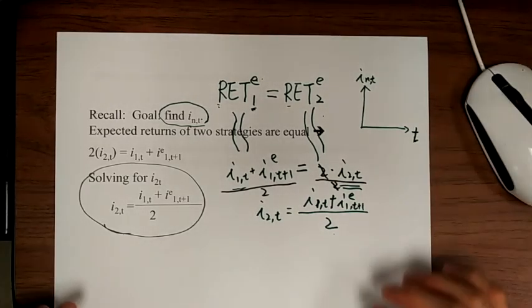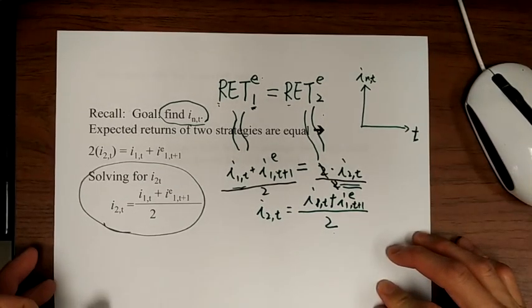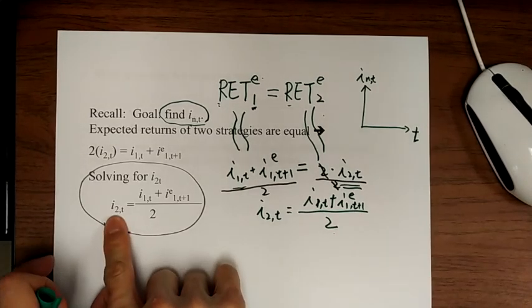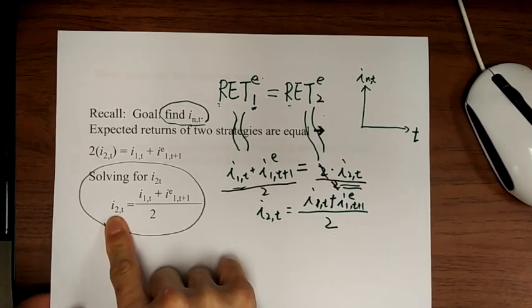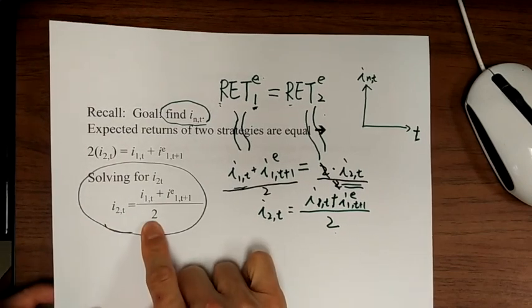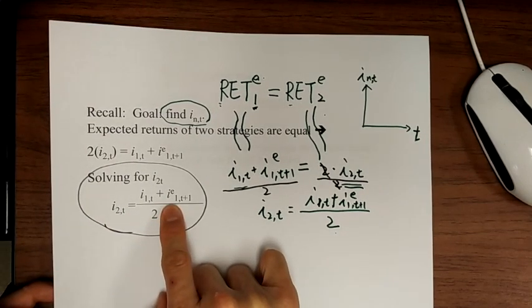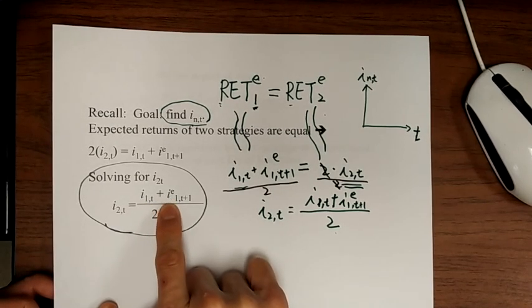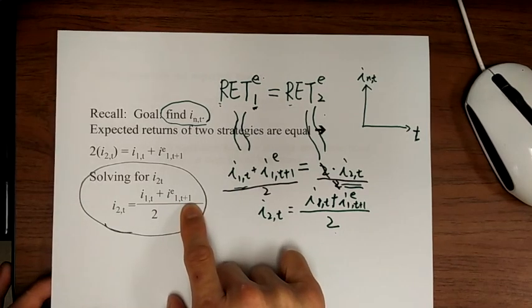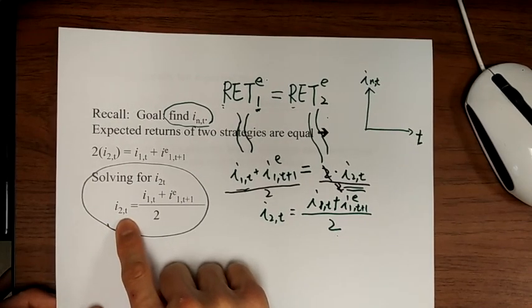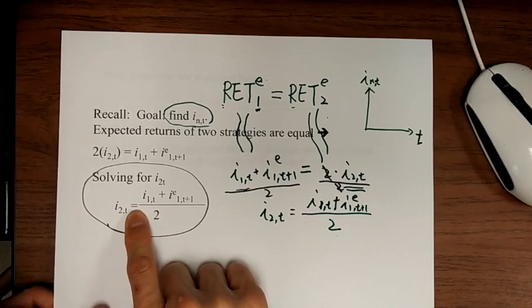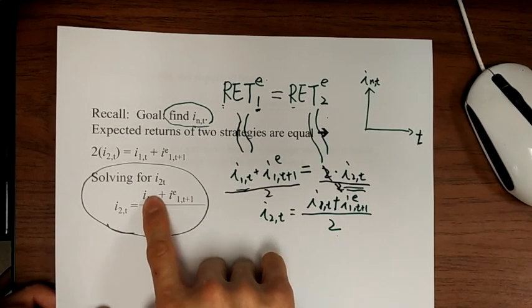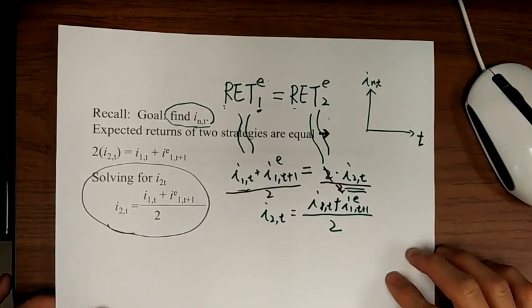Therefore, expectation theory tells you that 2-year bond interest rate today should be equal to the average of 1-year bond interest rate today and expected 1-year bond interest rate tomorrow. That is, the expectation theory says 2-year bond interest rate today should be equal to the average of the next 2 1-year bond interest rates.